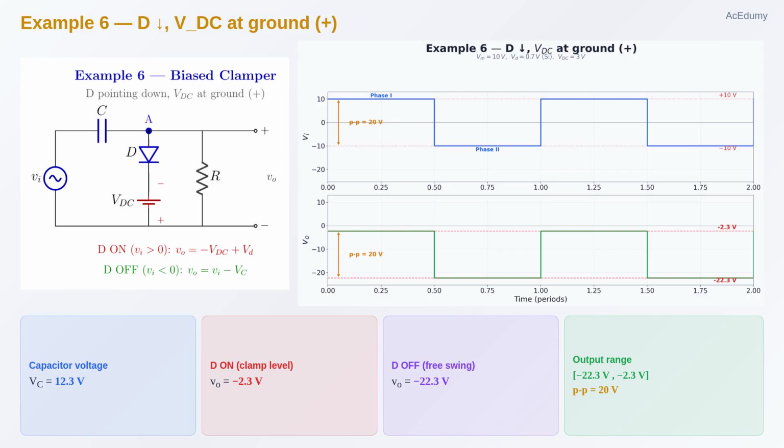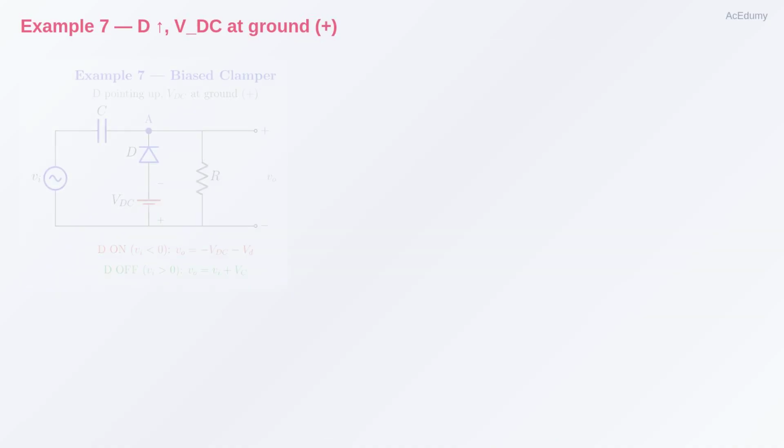Output equals minus 10 minus 12.3 equals minus 22.3 volts. Output range from minus 22.3 to minus 2.3 volts. The entire waveform sits in negative territory. Mirror image of example 5. Peak to peak 20. Example 7.